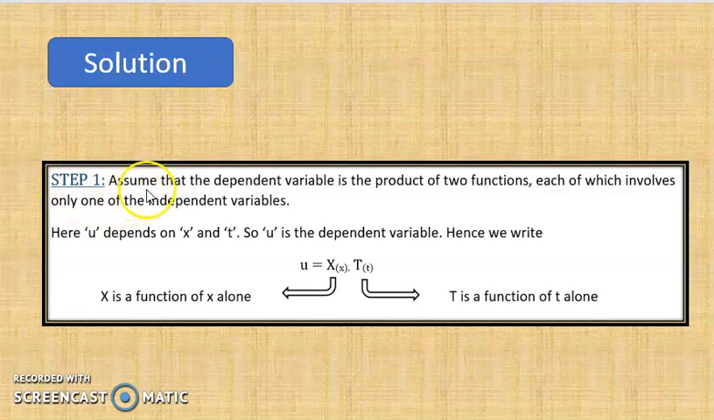Then the first step is assume that the dependent variable is the product of two functions, each of which involves only one of the independent variables. And in this PDE, u depends on x and t. Therefore, u is the dependent variable and x and t are the independent variables. Hence, we can write u equal to X of x into T of t, where capital X is a function of the independent variable small x alone and capital T is a function of the independent variable small t alone.